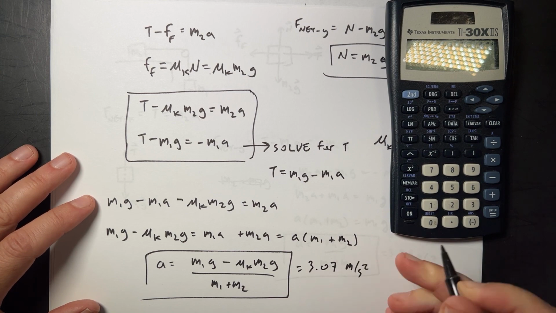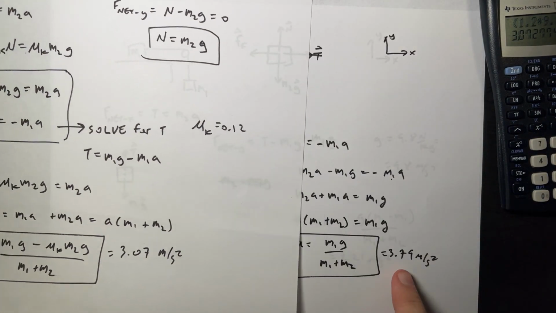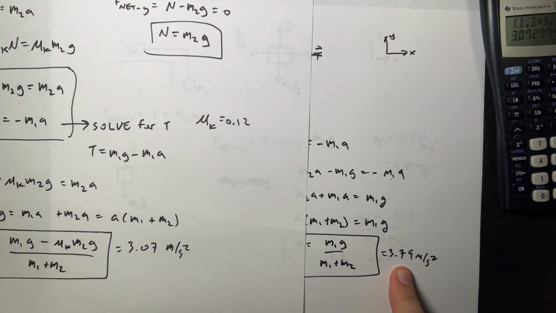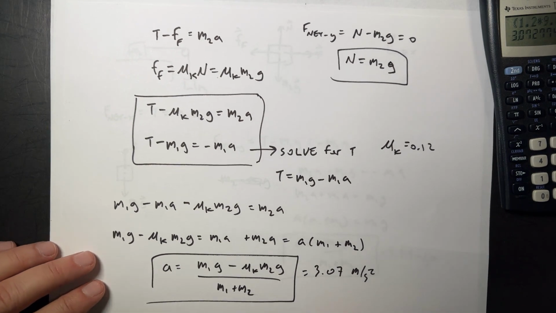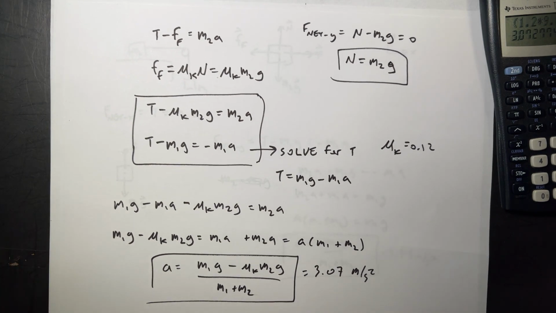meters per second squared. And let's just check, right? We did this before. I got 3.79. So with friction, the acceleration is going to be lower. That makes sense. Okay. I know I've been going fast. You've got to pause. Just pause when you need to pause. I'm going to assume that you pause.